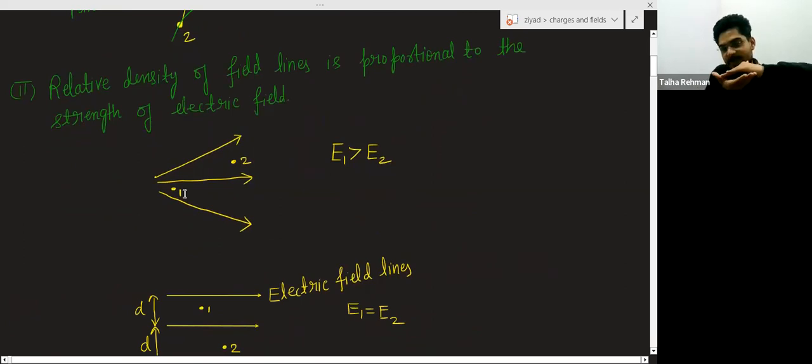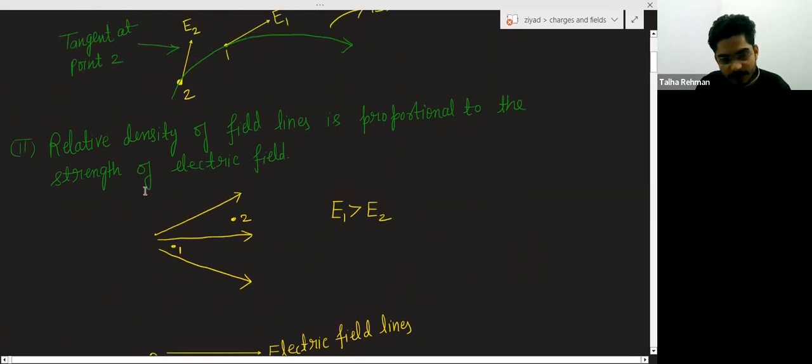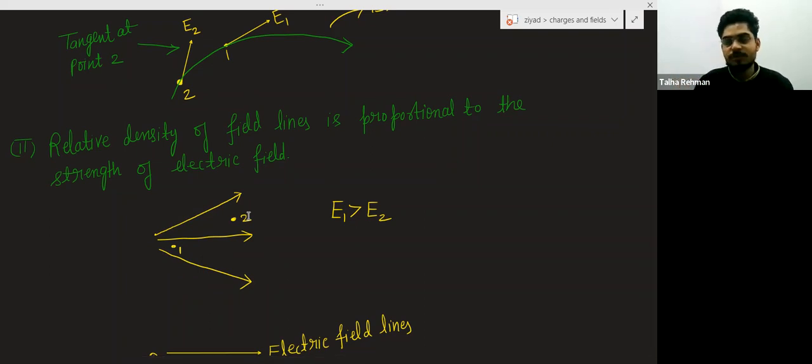The closer the electric field lines, the more the electric field strength. Now if they give you this type of figure and ask at which point the electric field strength is greater, at point 1 or at point 2, you have to think that at point 1 the electric field lines are closer, and at the 2nd point the electric field lines are far apart. So you have to apply a little of your brain also.